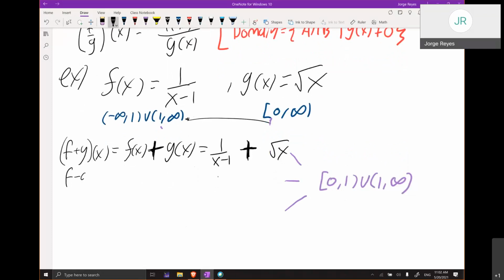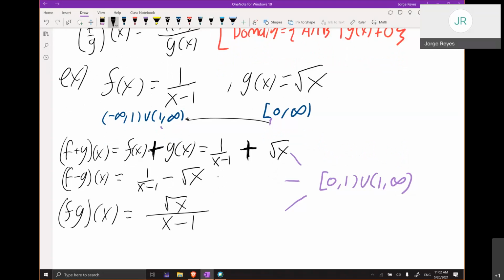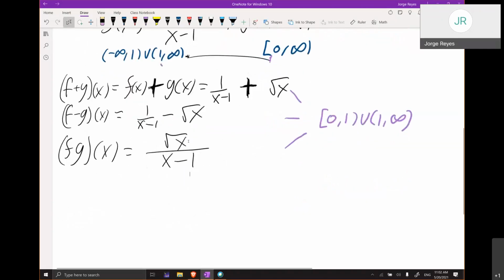So f minus g of x is going to be this with a minus sign, and f times g of x is going to be square root of x over x minus 1. And if you don't want to think about it as the intersection, you could just stare at these and find the domain like we normally do. I taught you how to find that domain way back in like section 1.3 maybe. So it's really only when we divide where stuff could get a little cautious.